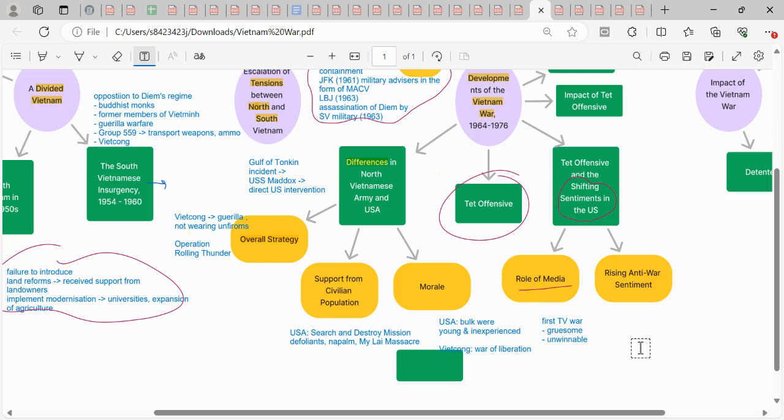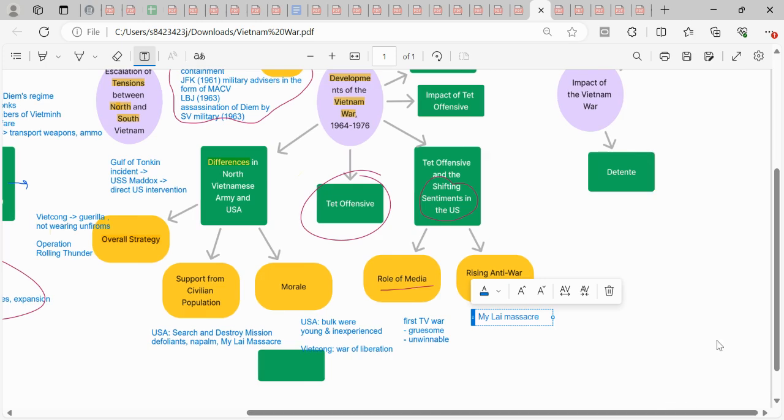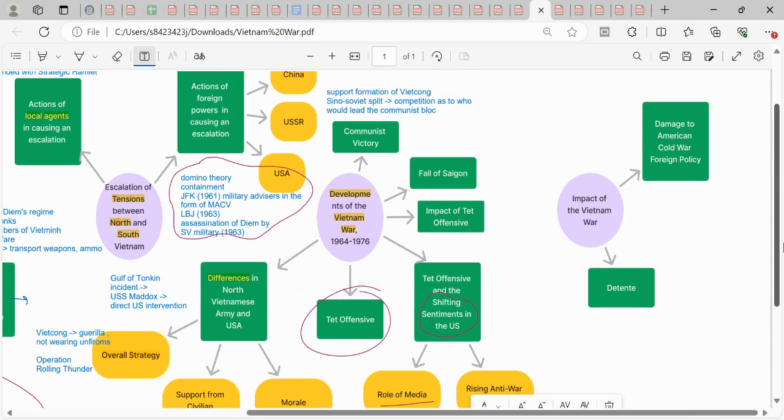The rising anti-war sentiment was, of course, worsened by the My Lai massacre. We don't have time to say too much about it. We probably spoke about it quite a fair bit. Close to 500 South Vietnamese civilians were killed, with instructions along the lines of shoot anything that moves. All this had a deep and profound impact on how America saw the war, how they viewed the war.